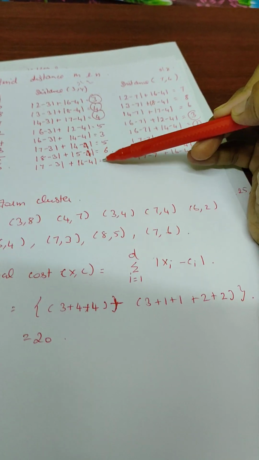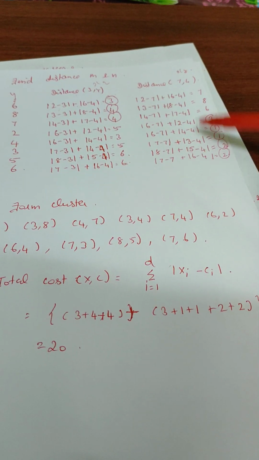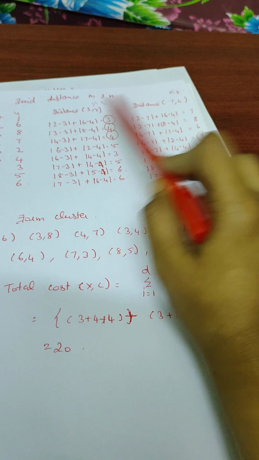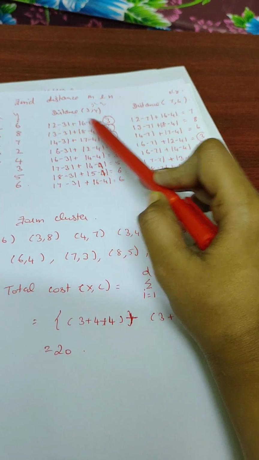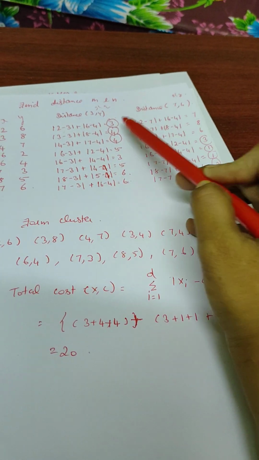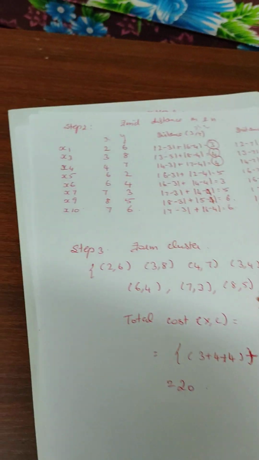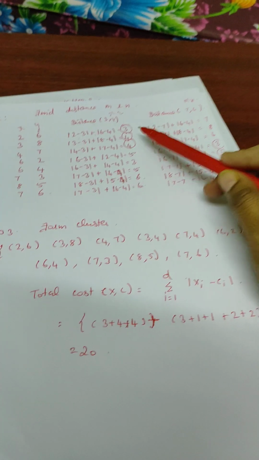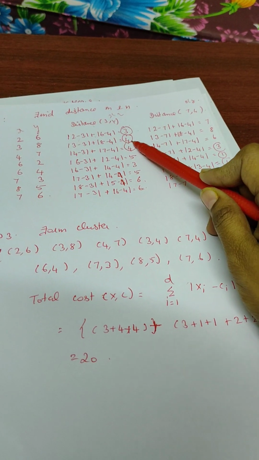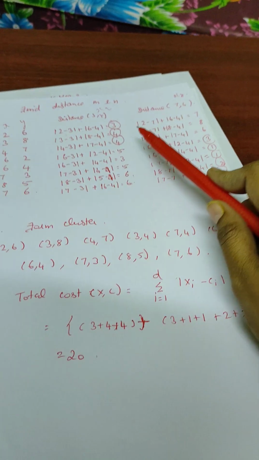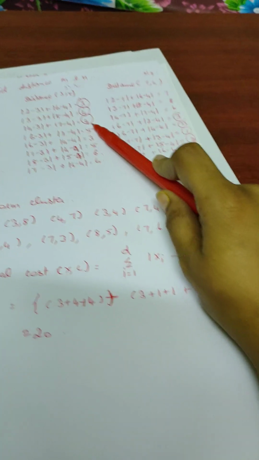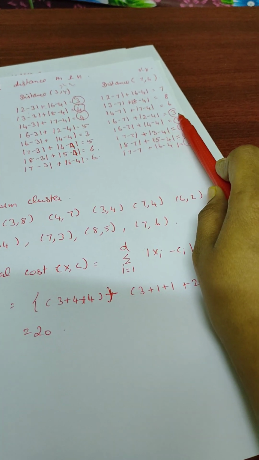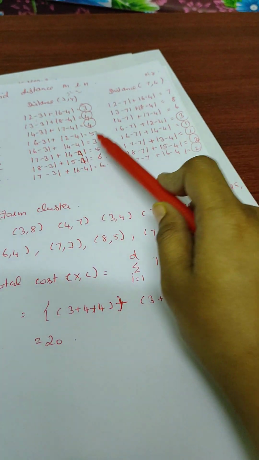After finding the values, from these I have to choose the one which has the minimum distance. For the x1 coordinate, which has the minimum value, 3 or 7? 3. So I am choosing 3. In the next, x3 coordinate, 4 or 8, which has the minimum value? 4. In x4, 6 or 4? 4. I am taking 4. Similarly in x5, 5 or 3? 3. In x6, 3 or 1?